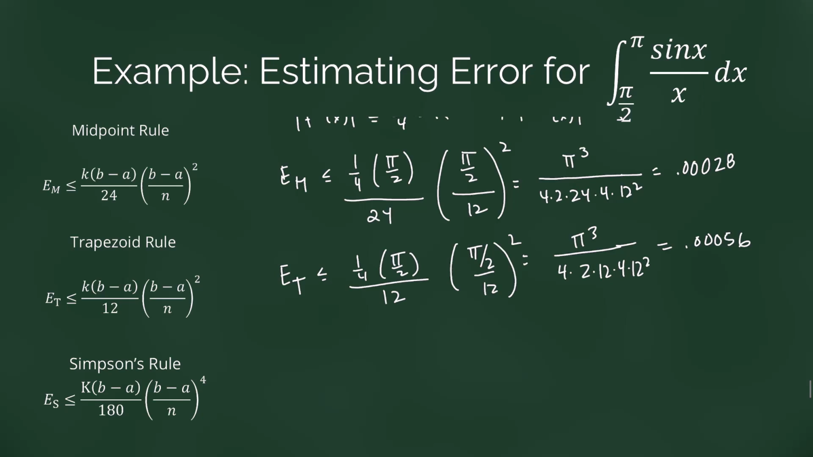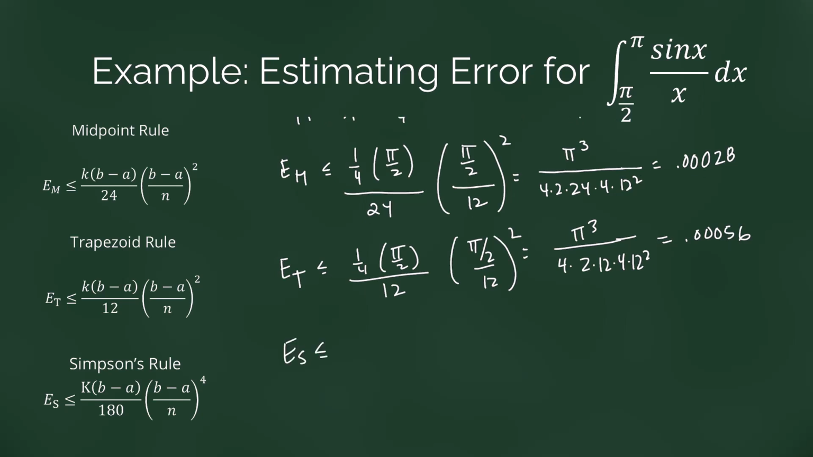And lastly, we'll do our Simpson's estimation upper bound. There we're going to use 1/5 instead of 1/4 because now we're using our fourth derivative. So we're going to have 1/5. And then we have b minus a, so that's pi over 2. And this time we're dividing by 180. So our Simpson's estimates are much smaller in general. Well, it depends on how you bound the fourth derivative, but these do tend to be more accurate estimates.